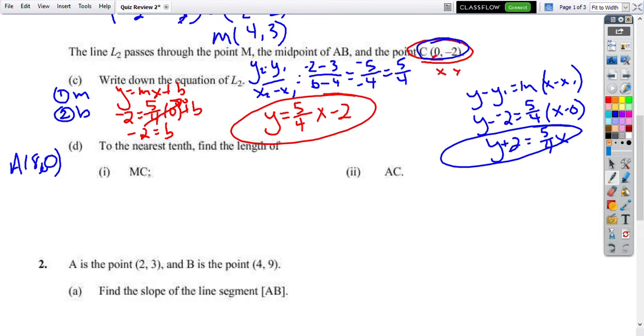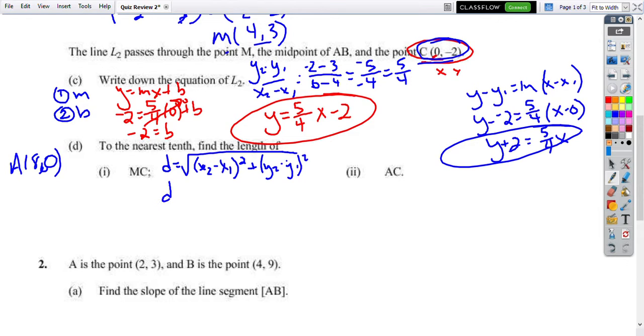All right, and we already know M's up there and there's C. So MC, the distance, we use the distance formula for this, okay? So that's the square root of x2 minus x1 squared, plus y2 minus y1 squared.